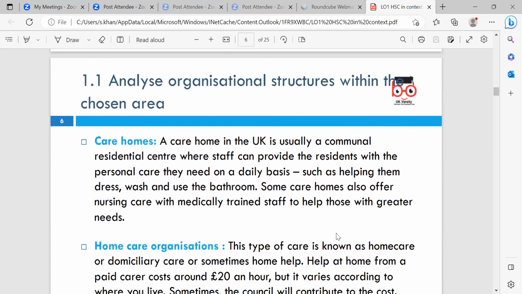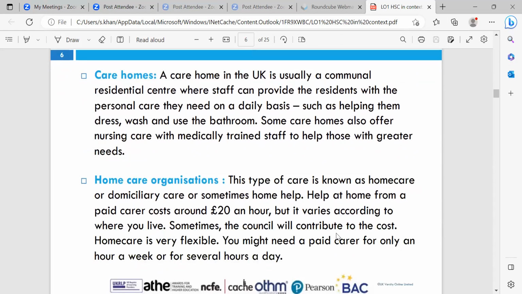1.1 is to analyse organisational structures within the chosen area. So care homes. A care home in the UK is usually a communal residential centre where staff can provide the residents with personal care they need on a daily basis, such as helping them dress, wash and use the bathroom. Some care homes also offer nursing care and medically trained staff to help those with greater needs.